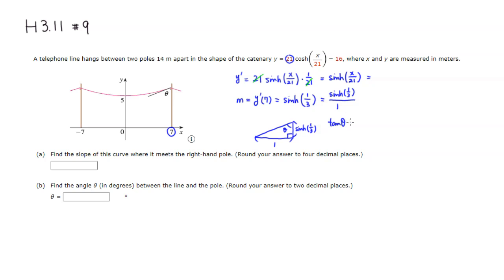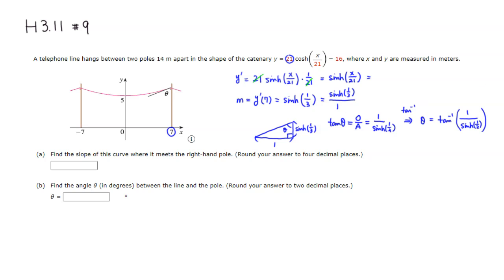Tangent of theta is equal to opposite over adjacent. In this case, the opposite from the angle is 1, and the adjacent to the angle is hyperbolic sine of 1/3. If you want to find theta, we can simply apply arctangent. So theta is arctangent of 1 over hyperbolic sine of 1/3. This is just the answer from part A, reciprocal.